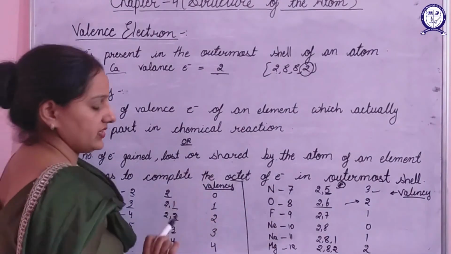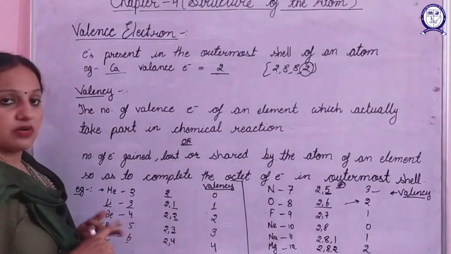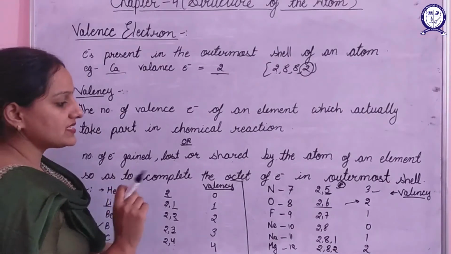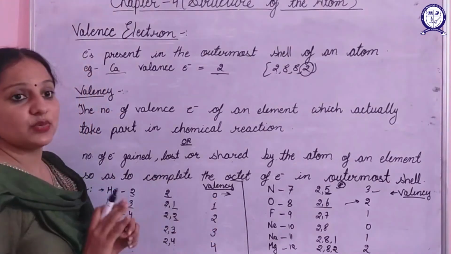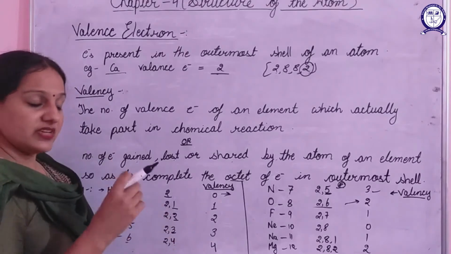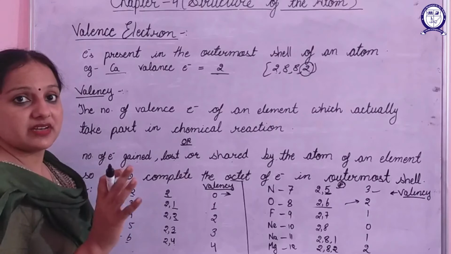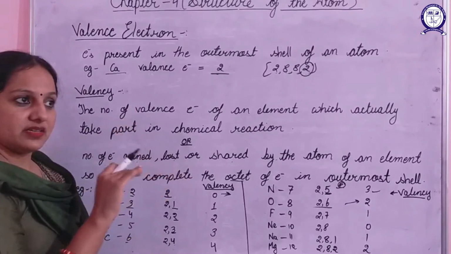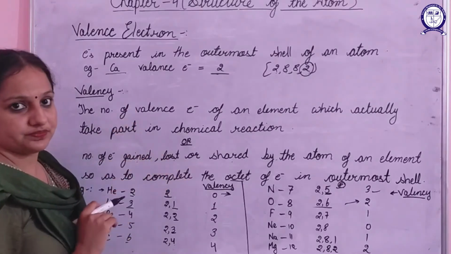Now the atoms of an element whose valency is 0 are considered noble gases, or inert gases, or we can consider them as unreactive also, because in their initial state they are stable.